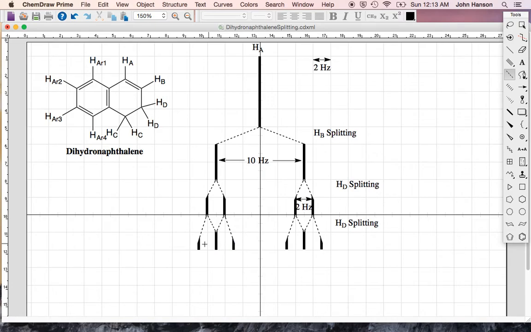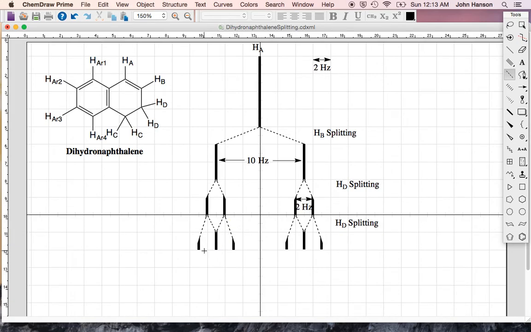So the distance, it turns out, in any coupling splitting pattern you make, the distance between the first line and the second line in the pattern will always be a coupling constant. But notice the distance between line 1 and line 3 in this pattern is 4 hertz. That's not a coupling constant. That's just sort of the sum of the 2 hertz couplings.